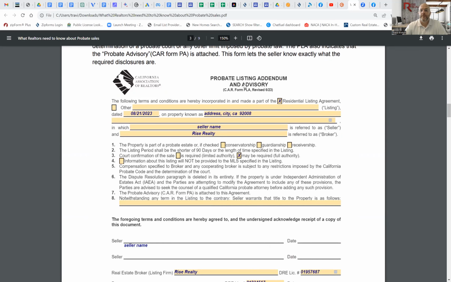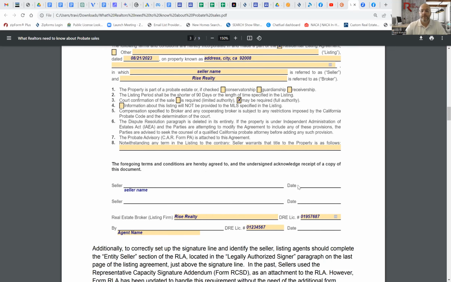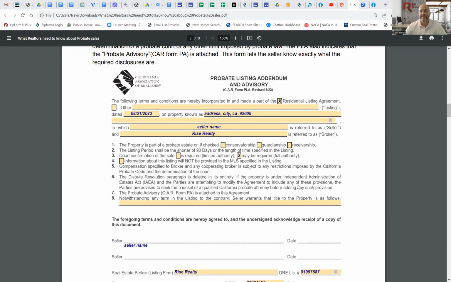The PLA also caps commissions based upon the determination of a probate court or any other limit imposed by probate law. The PLA also indicates that the probate advisory, C.A.R. form PA, is attached. This form lets the seller know exactly what the required disclosures are. So here is the PLA, the probate listing addendum and advisory. This one's just generically filled out here. You can see that there's not a lot to this thing, but it's notifying the property as part of the estate, or if checked, if it's one of these others, then that needs to be checked as well.